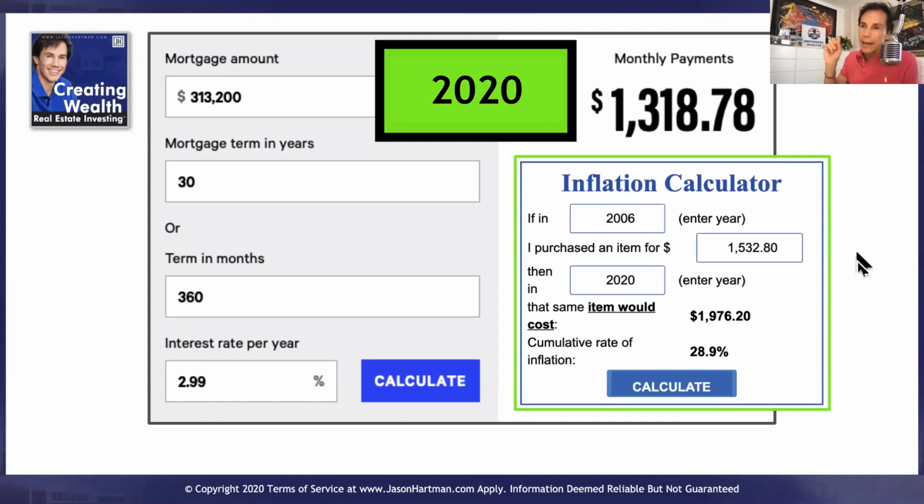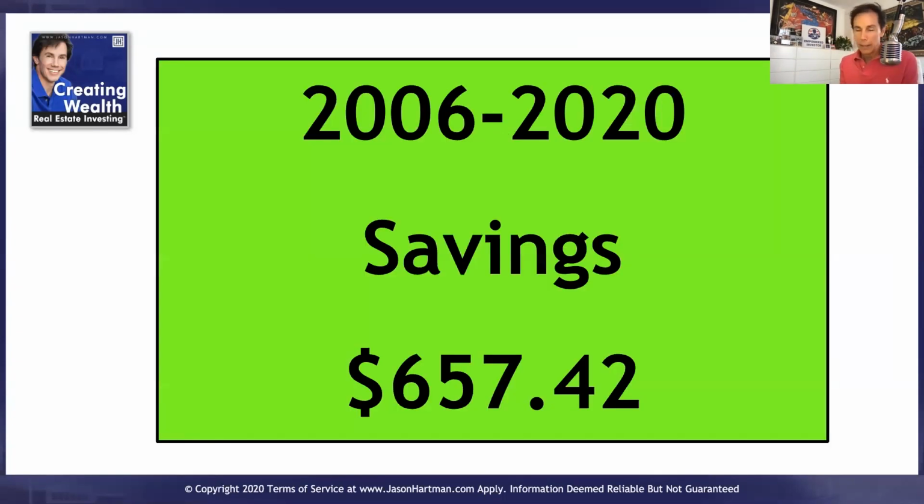Well, what if we index this payment not only for the price of the house and for the lower interest rate, but also for inflation, just based on the official numbers, not based on the real numbers, which I believe are at least double the official numbers, if not more. That means the house in 2020, 14 years later, was $657 per month cheaper than it was 14 years earlier. Yet everybody is saying it's more expensive.